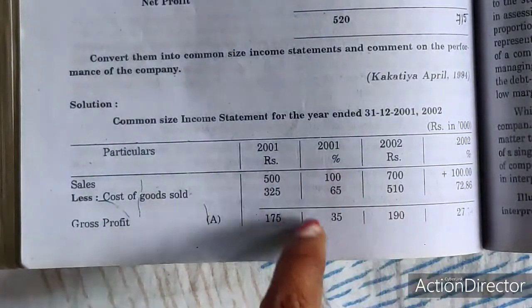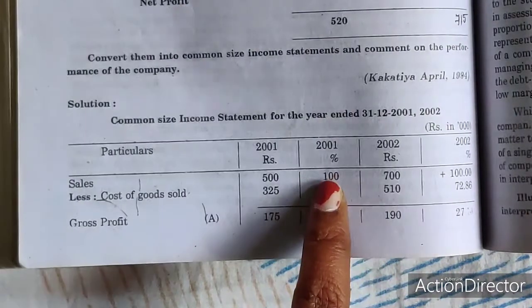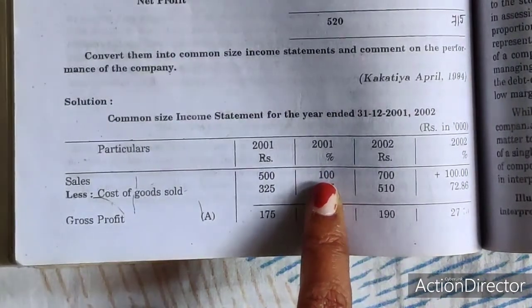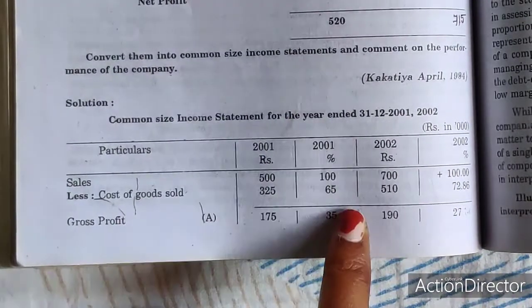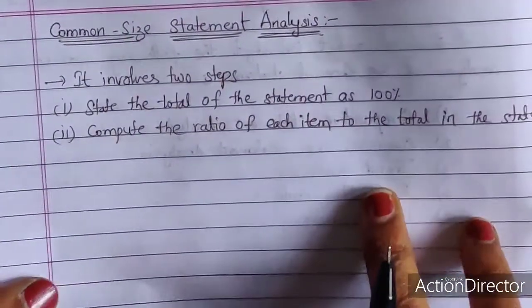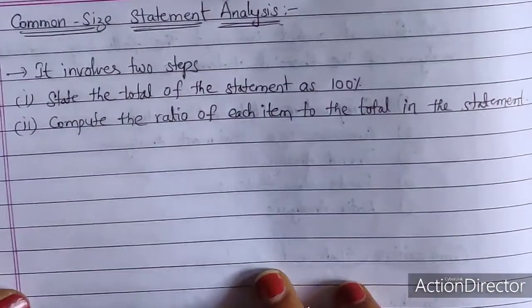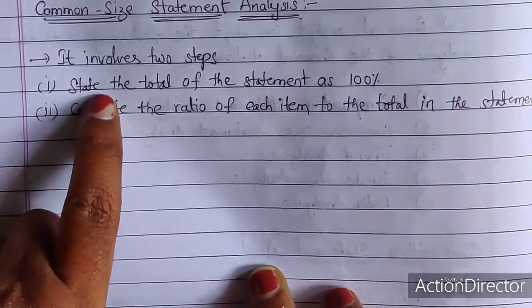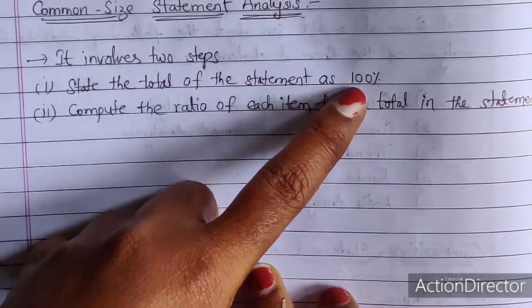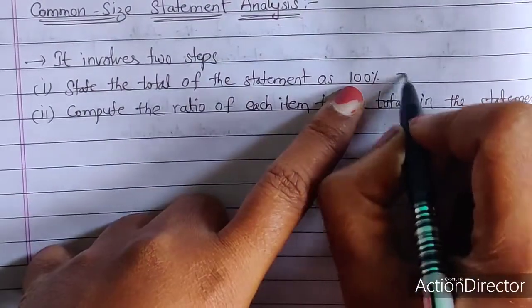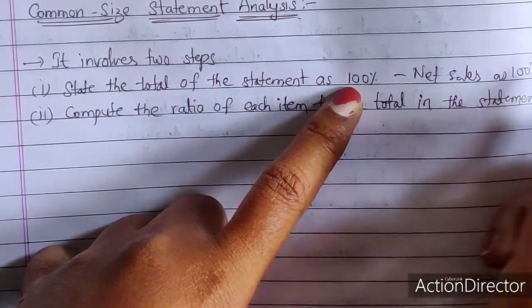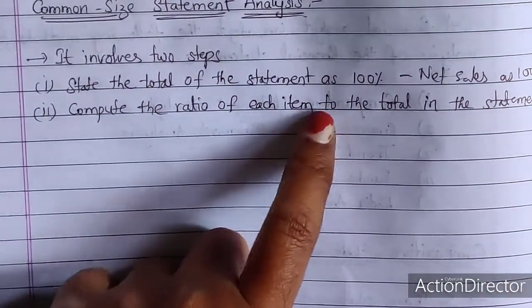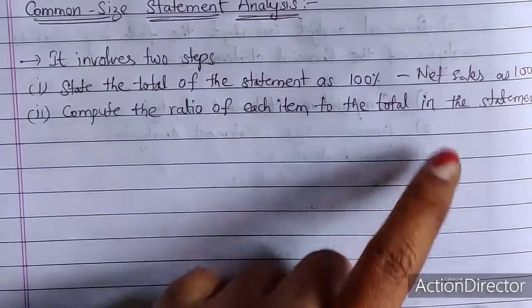So here we will take net sales as 100%, and we will find the ratio of each item to the total in the statement. This is what we have discussed in the common size statement analysis definition. Here we have two steps. First one is state the total of the statement as 100%. So here we will treat net sales as 100%. Next, compute the ratio of each item to the total in the statement.